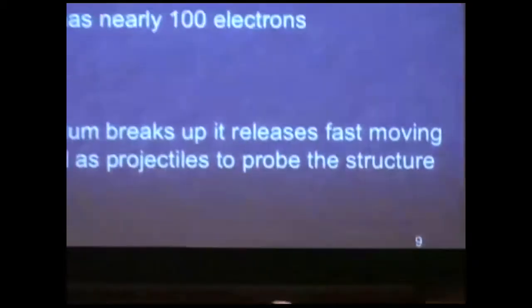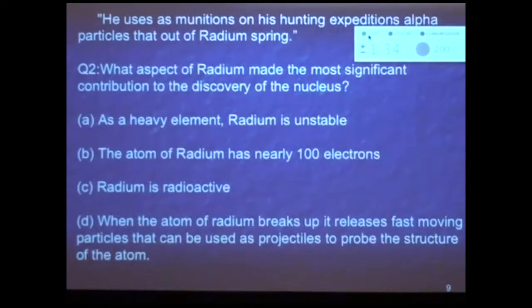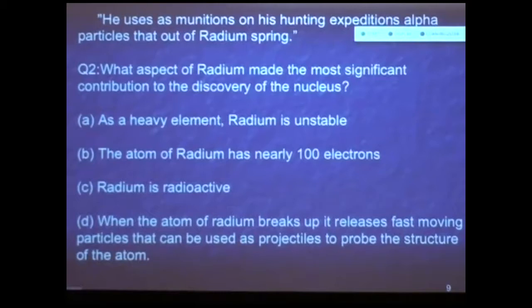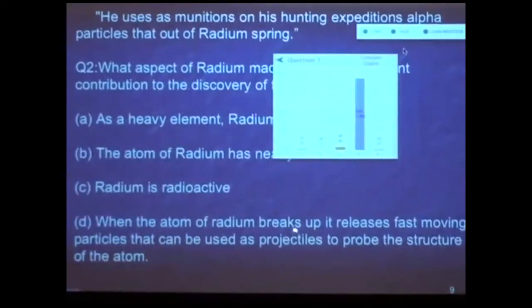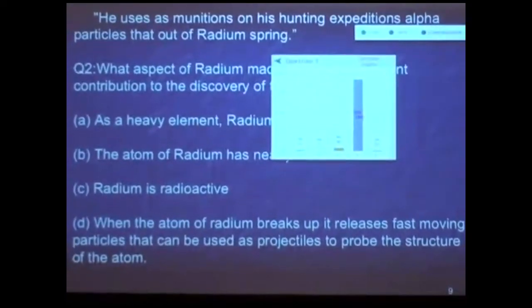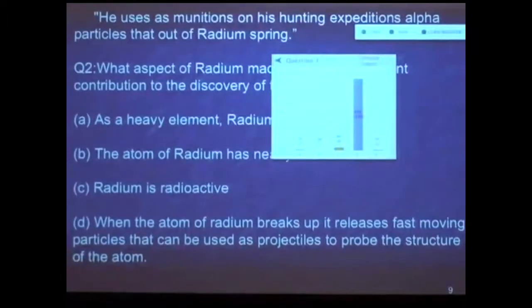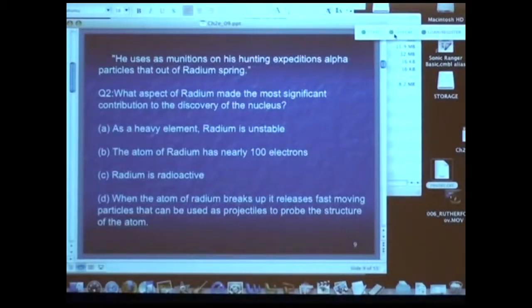Now, this is your second question. So we stop it. I think it's pretty obvious, right? What's the answer? Good. Okay, D. When the atoms of radium break up, the fast particles come out, and I'll show you that. Those are what were used to learn more about the structure of the atom. We're all talking about the structure of the atom.